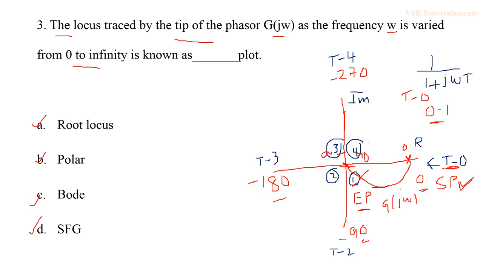So, the bit is locus traced by the tip of the phasor G of j omega, as the omega varies from 0 to infinity, is known as polar plot. So, option B is the right answer for this bit.